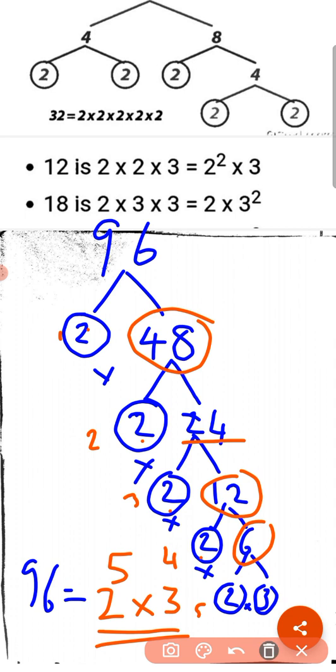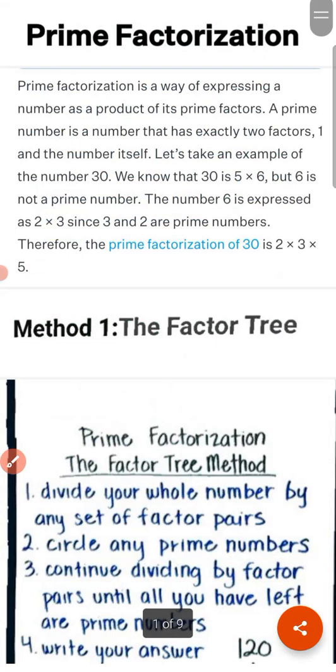So children, prime factorization is a way of expressing a number as a product of its prime factors. When we finish prime factorization, in our last step there will be only prime factors.